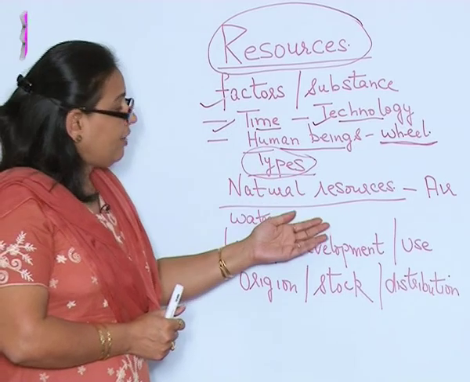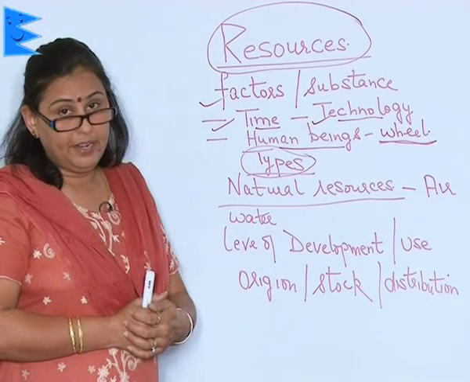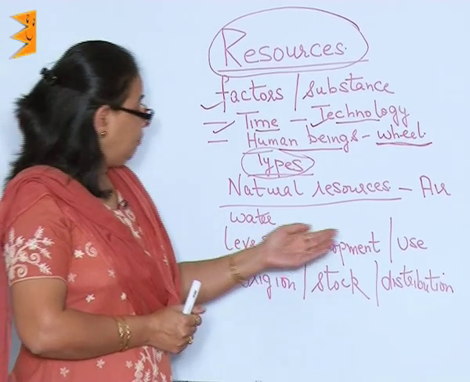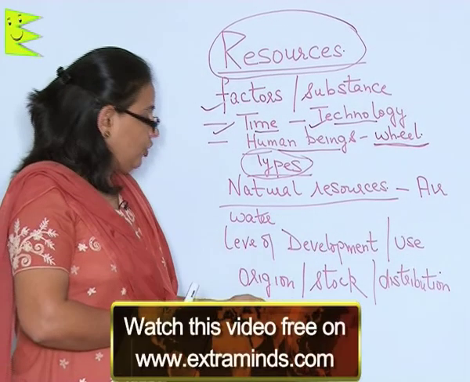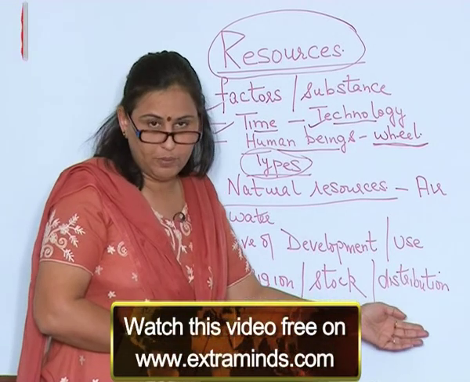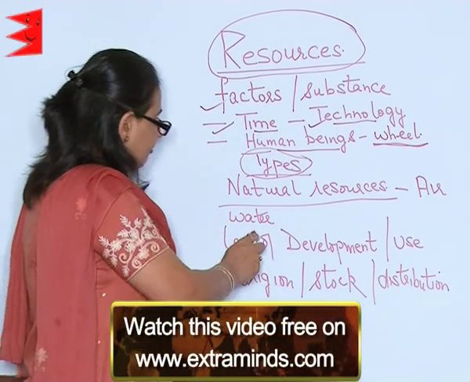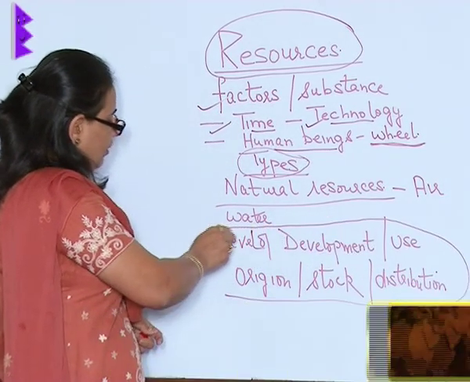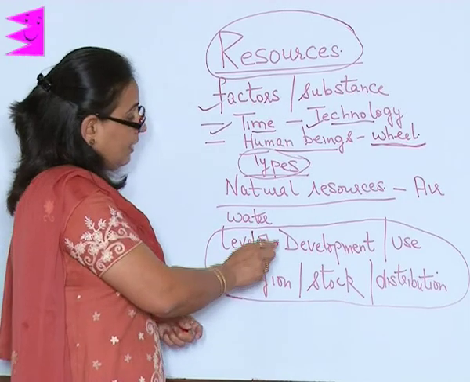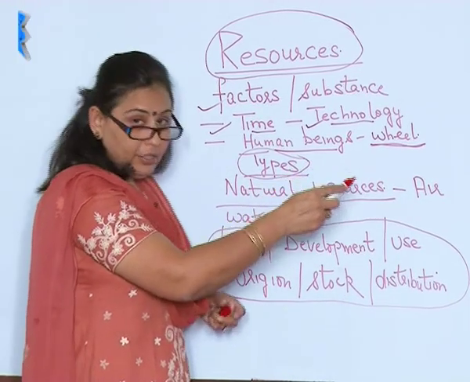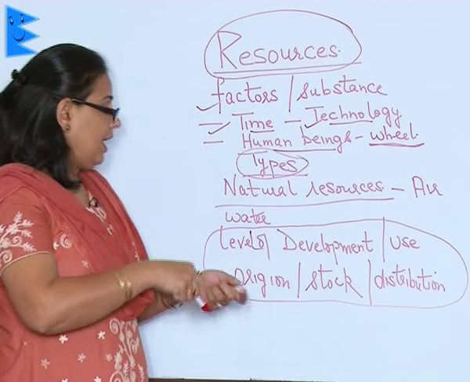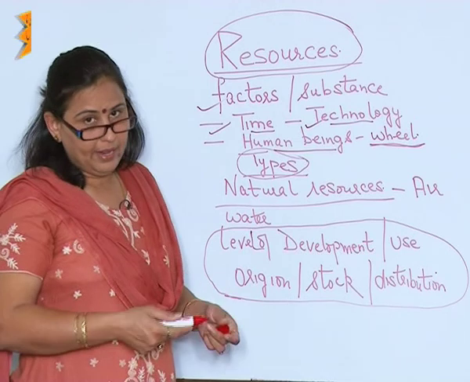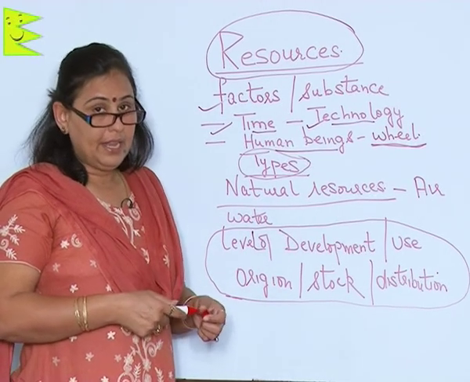Now, the natural resources can be further divided on the basis of the level of development, their use, their origin, stock and distribution. So, these are the factors which further subdivide the natural resources, because the development, the utility, the origin, and the stock and distribution give them a different name, which we will see in the next clipping.